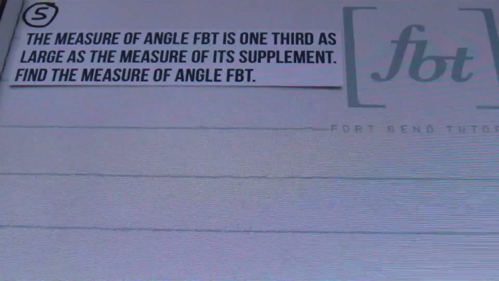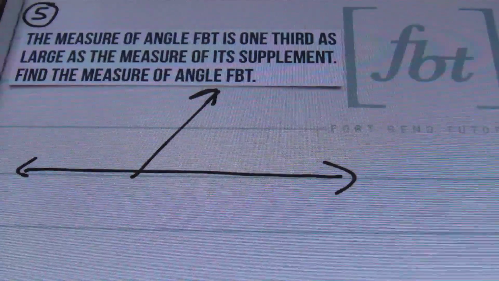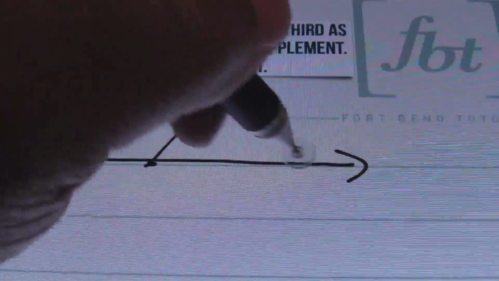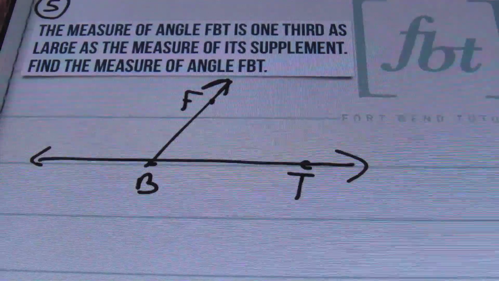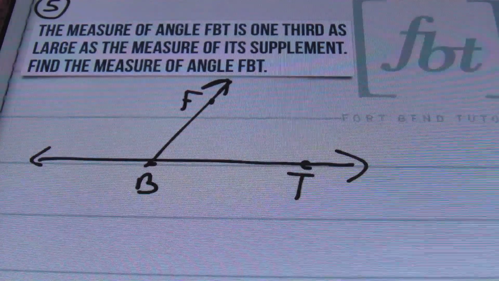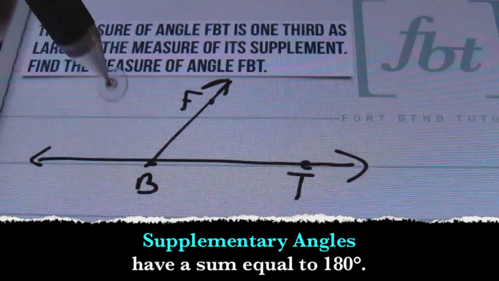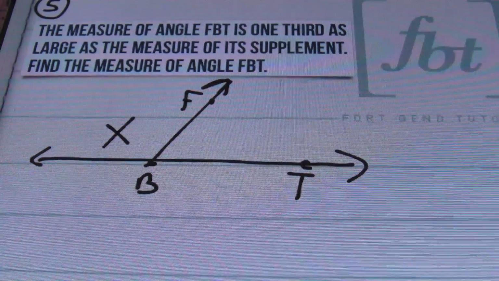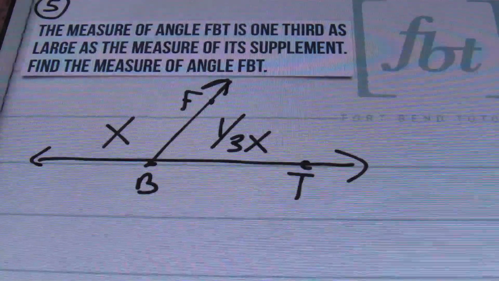Well, we can set up supplementary angles in several ways, but the way I'm going to choose to do it is as a linear pair, just like this. So I'm going to draw my shape of 2 angles here. I'll be labeling this as FBT, just like that. And the word problem tells me that the measure of angle FBT is 1/3 as large as the measure of its supplement. And I know that FBT's supplement, this angle right here on the left side, is going to have a value that's not known to me. So that's going to be x. The value of FBT is going to be 1/3 of this value. So I can write this angle measurement as 1/3 x.